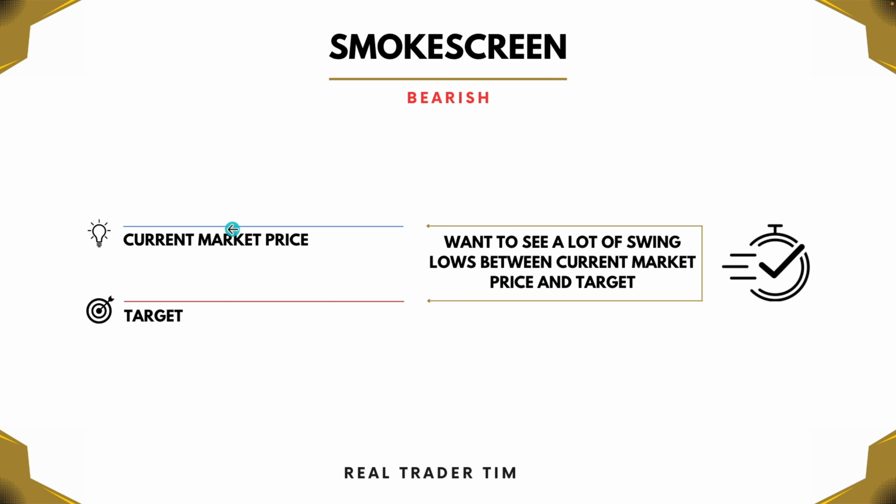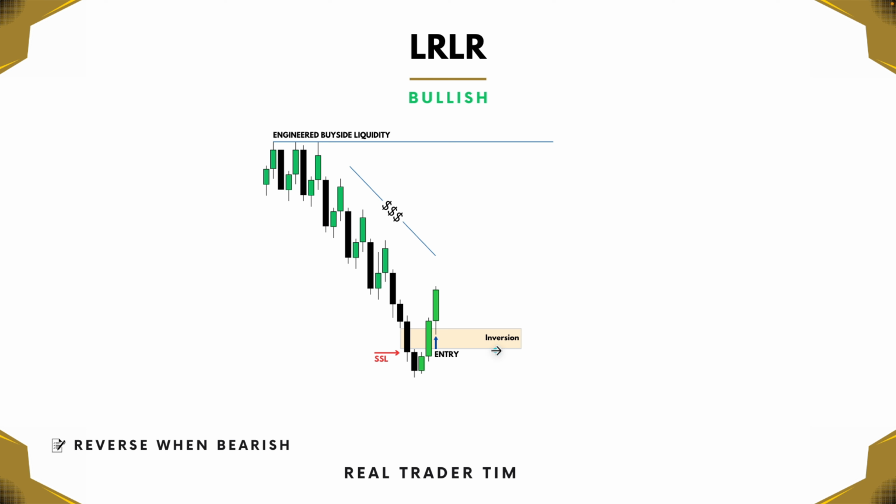If we have current market price or your entry here for your short setup and your target down here, between your entry and your target, you want to see a lot of swing lows between current market price and your target, right? And what do I always say? You want to see as much engineered liquidity. This is just an extension of that logic and that perspective I always discuss, okay? If we're looking for a short between our target here and our entry, you want to see as much internal engineered liquidity as possible. So what does this look like for a bullish scenario?